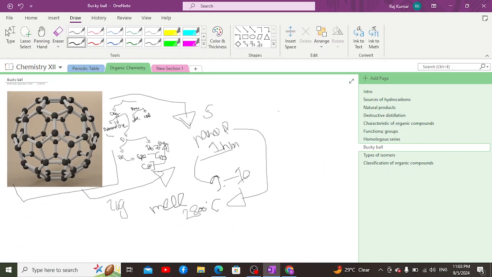One more thing I wanted to share is that buckyballs are polyaromatic hydrocarbons. Aromatic hydrocarbons are those which have at least one benzene ring, which is a ring having alternate single and double bonds and at least six carbon atoms. These are known as polyaromatic hydrocarbons because they have multiple aromatic rings. Let me prove that as well.